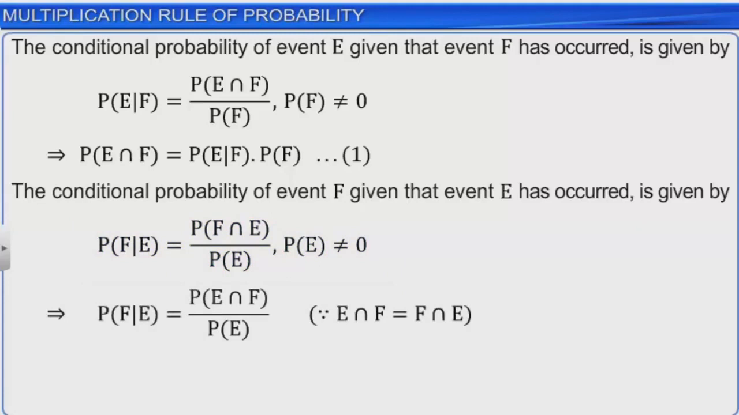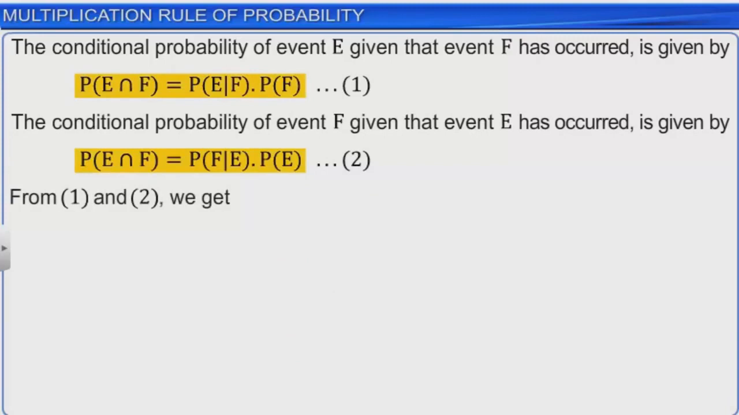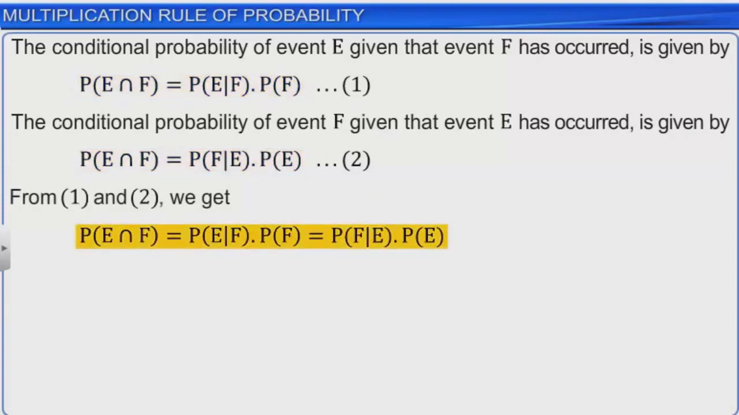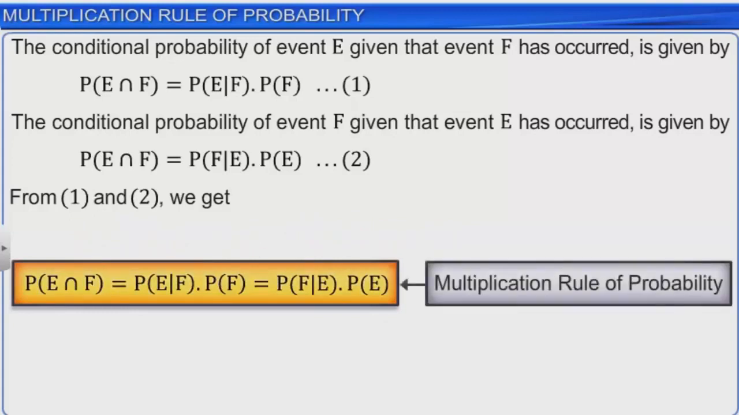Now, F intersection E is equal to E intersection F. This implies the probability of E intersection F is equal to the probability of F given E into the probability of E. From 1 and 2, we get the probability of E intersection F is equal to the probability of E given F into the probability of F. This is further equal to the probability of F given E into the probability of E. This is called the multiplication rule of probability.